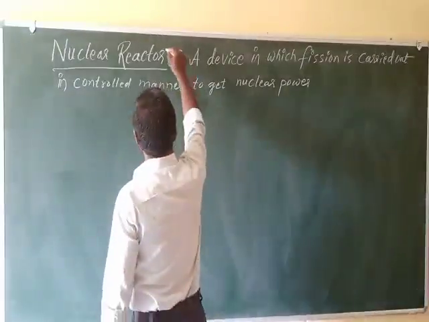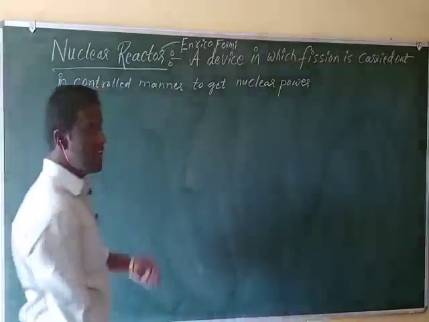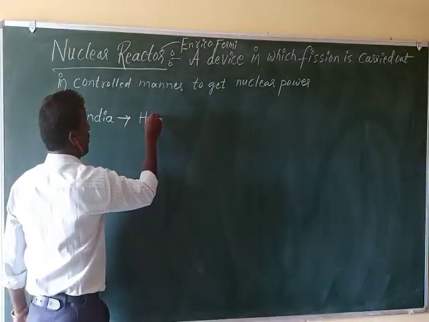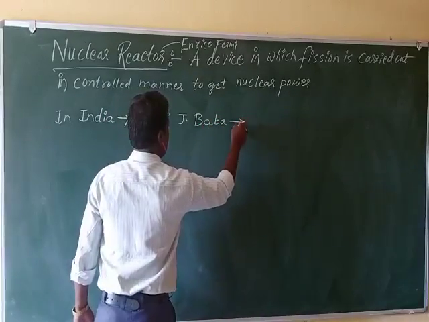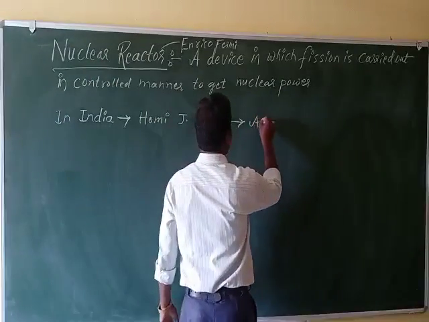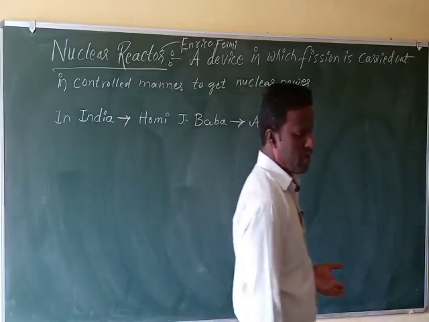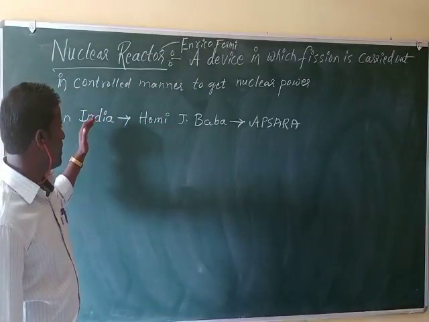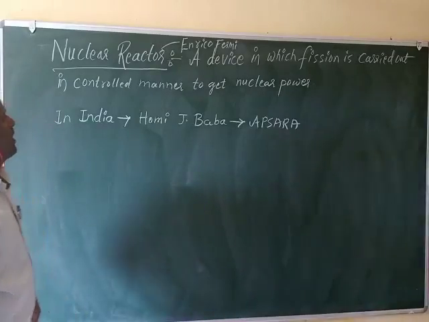The concept of the nuclear reactor was first given by Enrico Fermi, and in India, the concept was explained by Homi J. Bhabha, and he was the first person to construct a nuclear reactor in India. The name of that reactor is Apsara. Apsara is the first Indian nuclear reactor. Next, Dhruva, Cyrus, Kamini, Rohini, reactors like that are now working in India. So the first Indian nuclear reactor is Apsara, and it was built by Homi J. Bhabha, right?